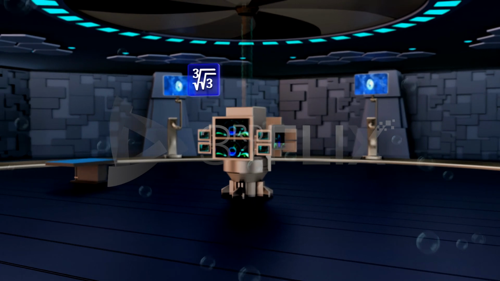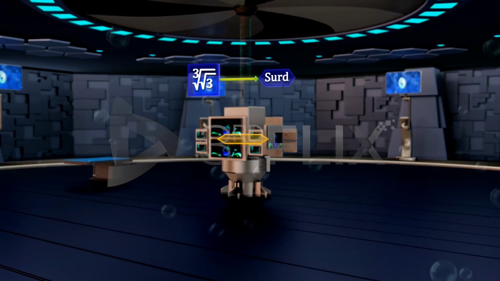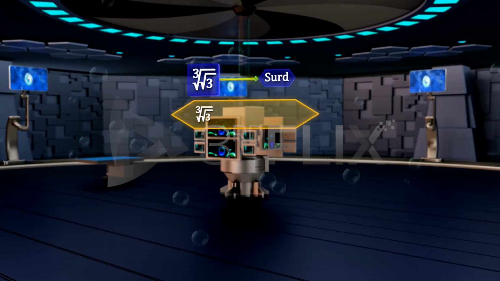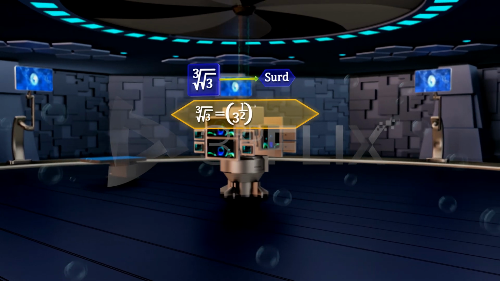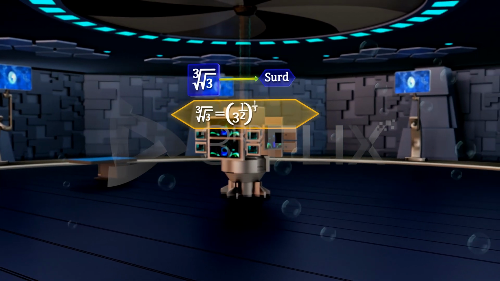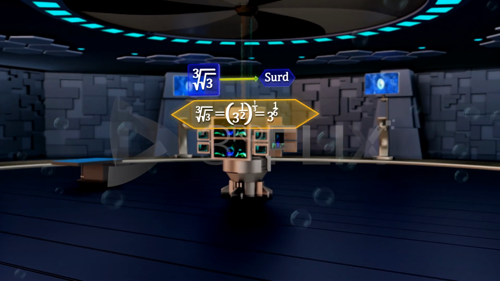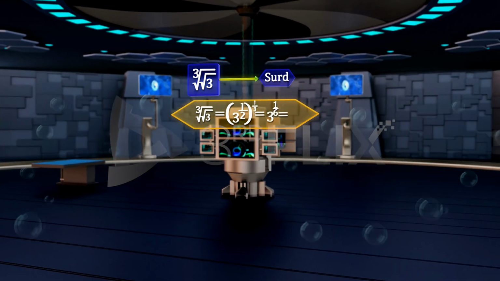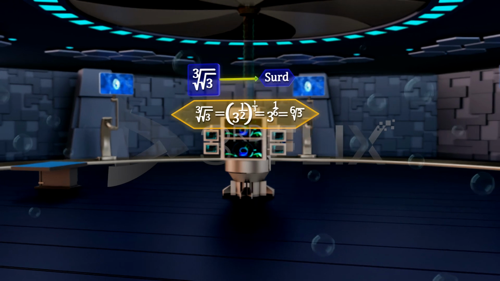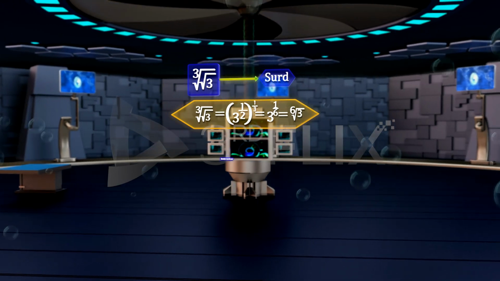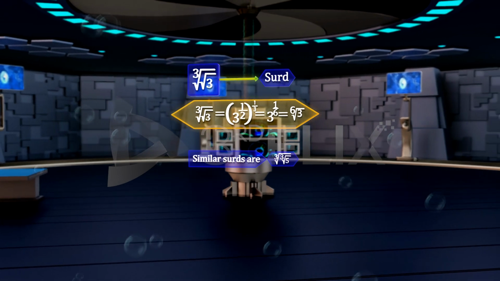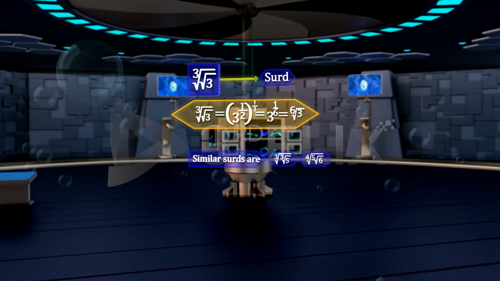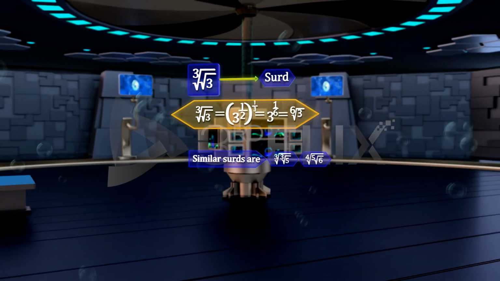Cube root of root 3 is a surd, as cube root of root 3 equals 3 power 1 by 2 whole power 1 by 3 equals 3 power 1 by 6 equals 6th root 3. Similar examples: cube root of cube root 5, fourth root of fifth root 6, and so on.